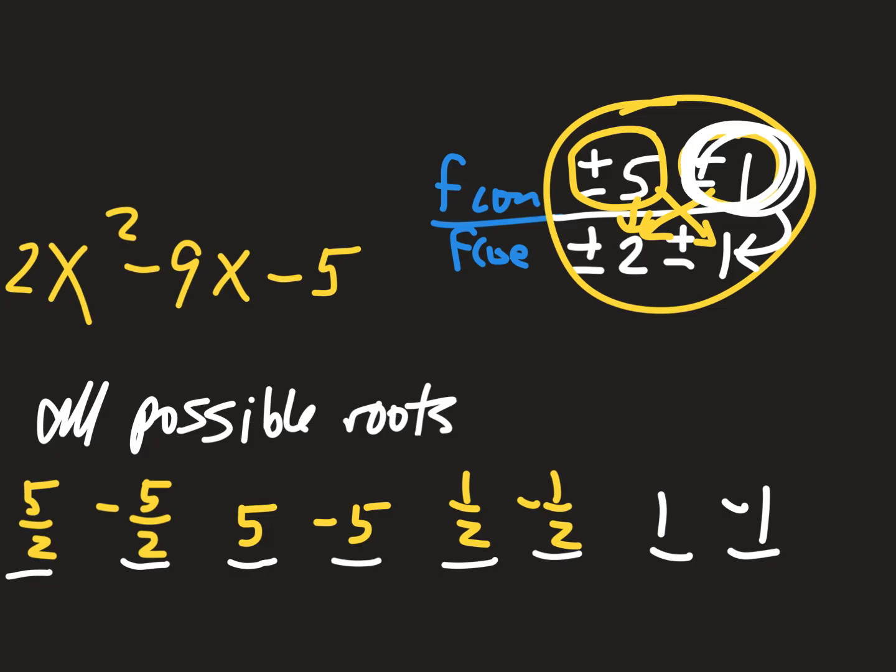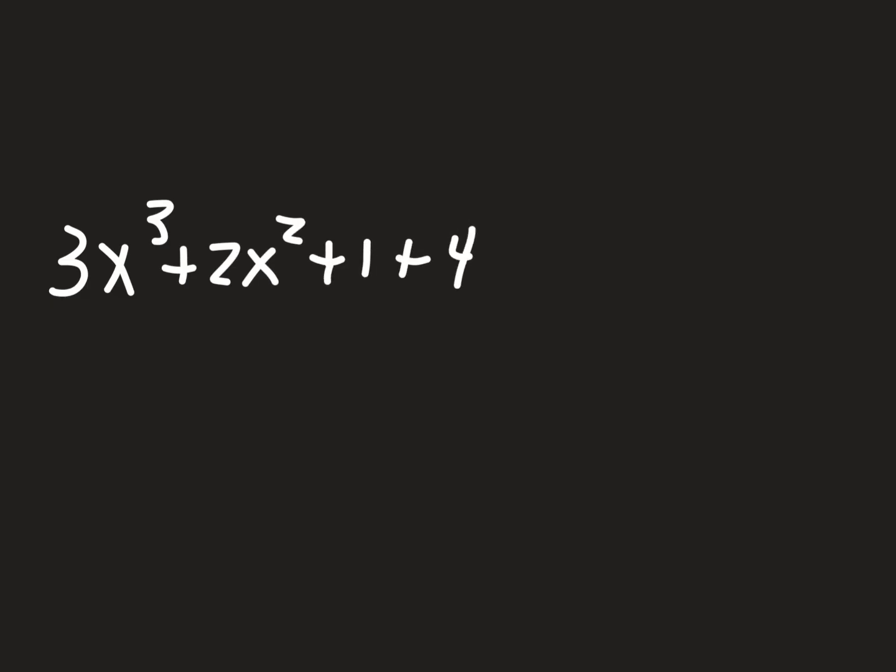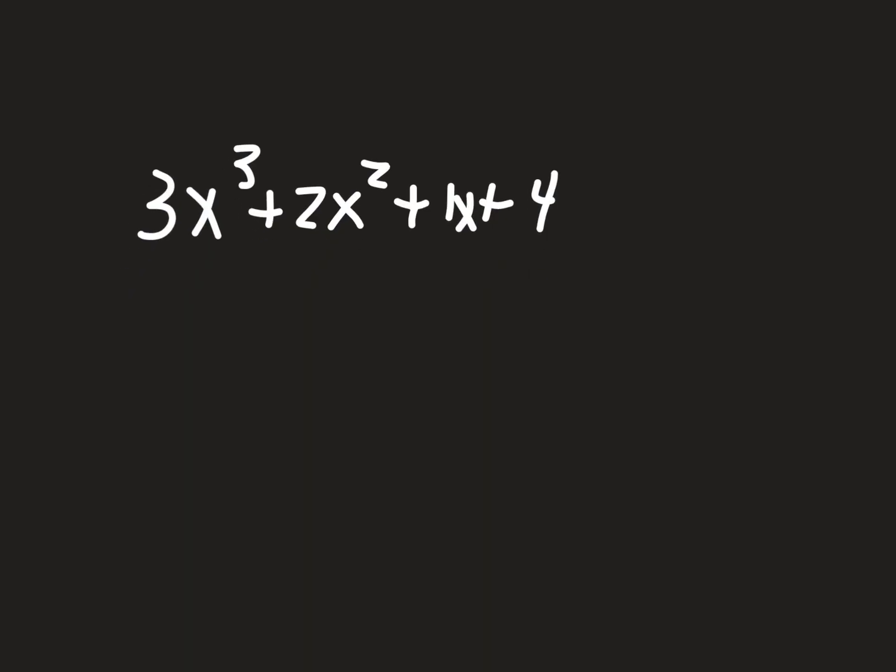Be honest. How many of you would have probably got that wrong? That's enough hands. We should try one more like that. 3x to the third plus 2x squared plus 1x plus 4, sorry. Give me all the possible roots.